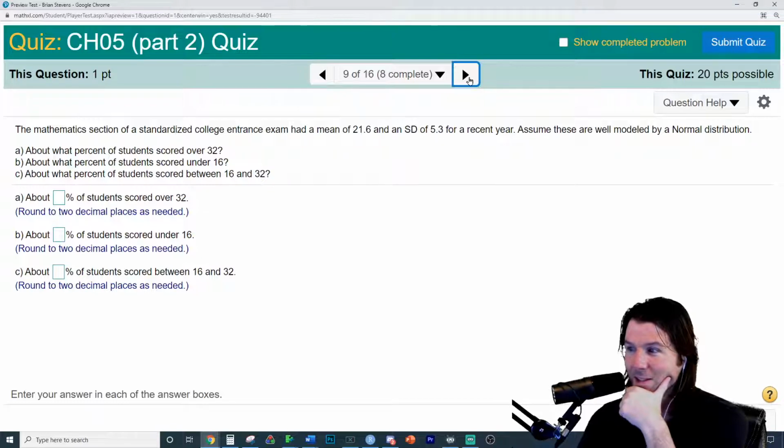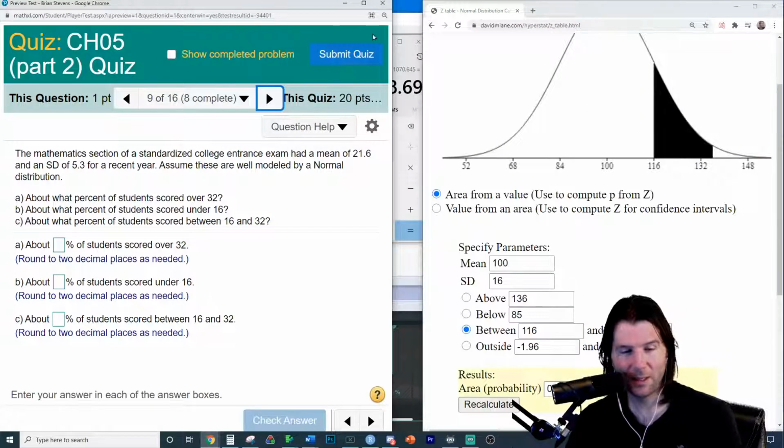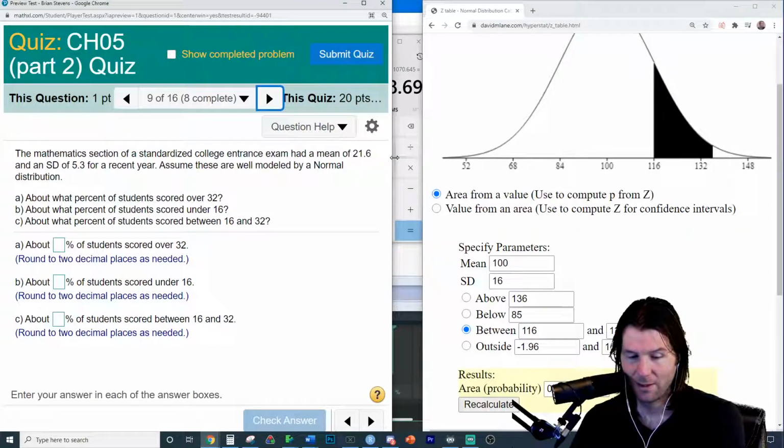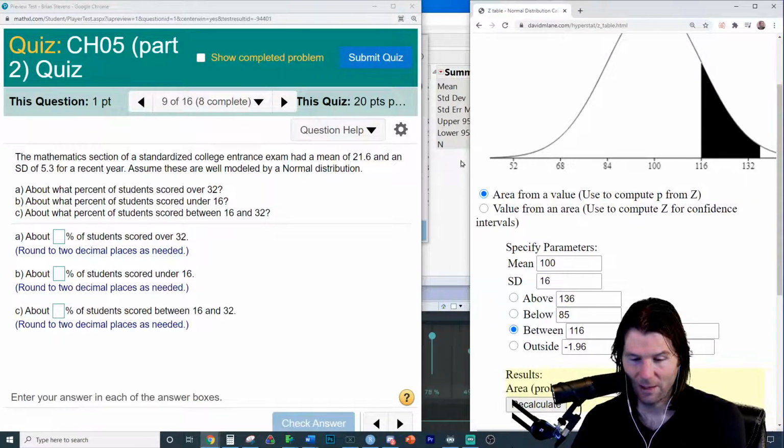Oh my gosh, it's like the same question. I'm in Groundhog Day. I thought that was early February, not right now. I didn't think today was Groundhog Day, but apparently it is. So, there we go.